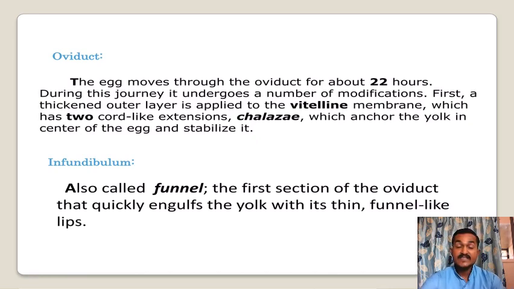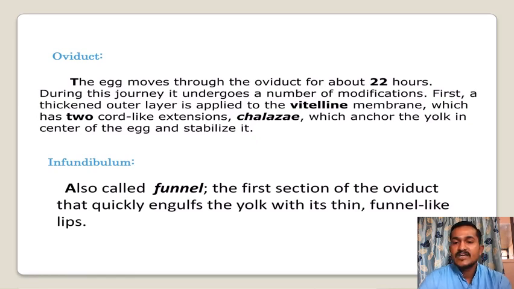Now, this oviduct is further divided into a number of compartments, or parts. The first part of the oviduct is known as the infundibulum. Clear? So let's see about the infundibulum. It's also called the funnel. Why funnel? Because the shape of the infundibulum looks like a funnel. That's why it's commonly known as the funnel.